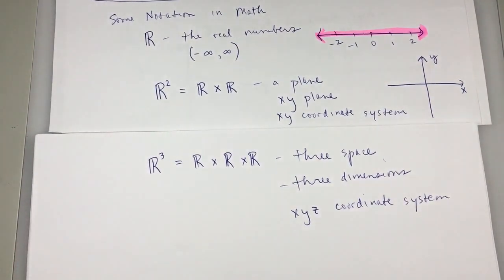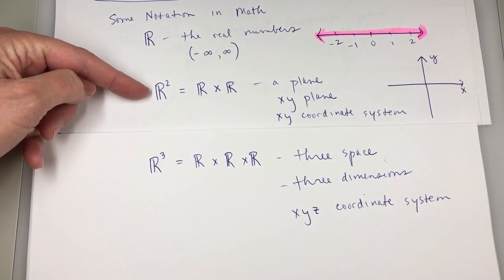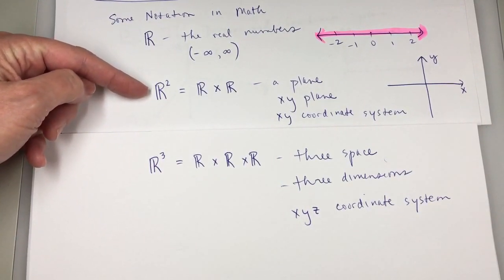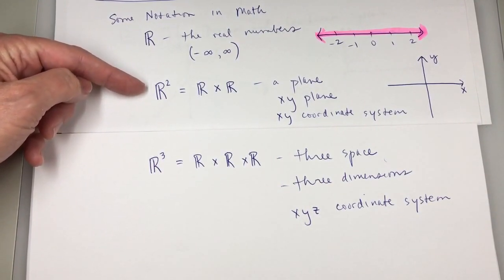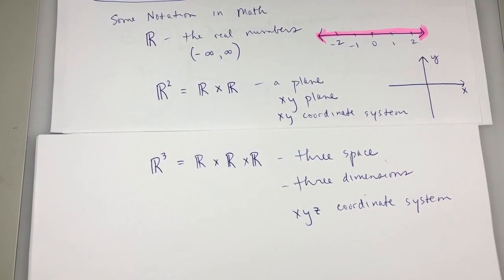Oh, and if you hear the phrase Cartesian coordinates, these are Cartesian coordinates. And so is R squared, Cartesian coordinates. So if they say give something in Cartesian coordinates, they're talking about this. All right, so you'll see that notation.